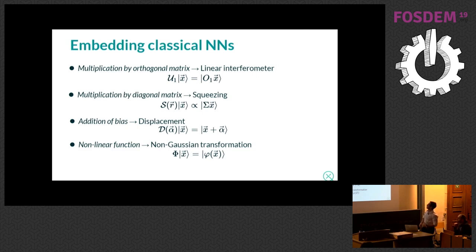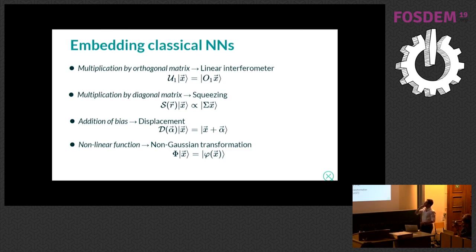And this is why. When we have an interferometer in quantum photonics, quantum optics, all we're essentially doing is we're multiplying our continuous variable state x by a unitary matrix. So already with linear interferometers in quantum optics and quantum photonics, we've already got matrix multiplication on continuous variables.